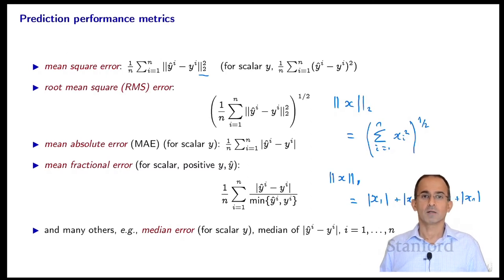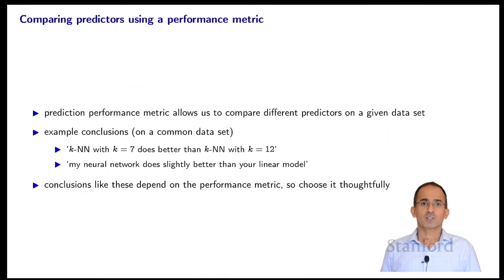There are many other common performance metrics. The median error is another one that's very commonly used, and we'll see many others in this class. So now that we've got a prediction performance metric that allows us to compare different predictors on a particular data set, for example, we might conclude that k nearest neighbors with k is 7 does better than k nearest neighbors with k is 12. Or we might conclude that a particular neural network does better than a particular linear model.